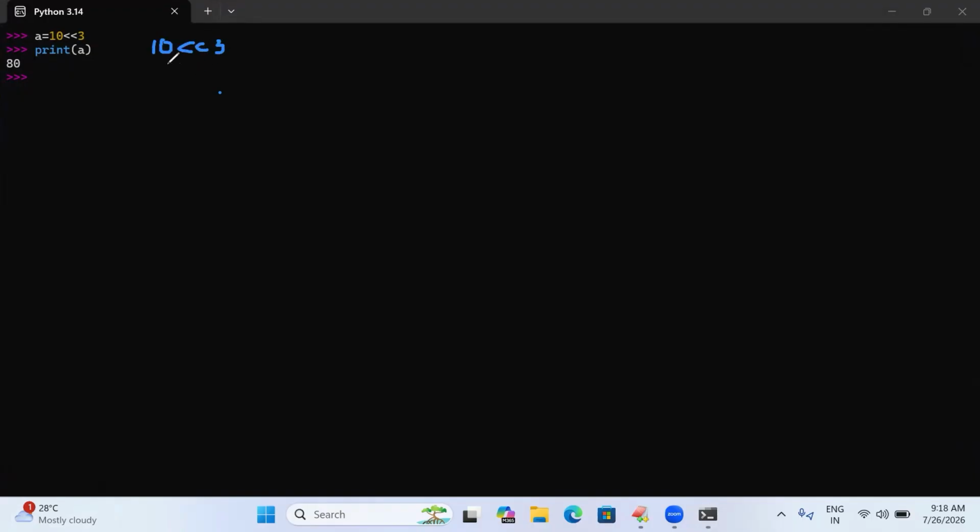In the previous episode, I defined some steps to perform binary operations. In the first step, we have to convert the given integer into binary format, right? So I'm considering a 16-bit register. Here I'm considering a 16-bit register. So the binary value of 10 is going to be 1010.